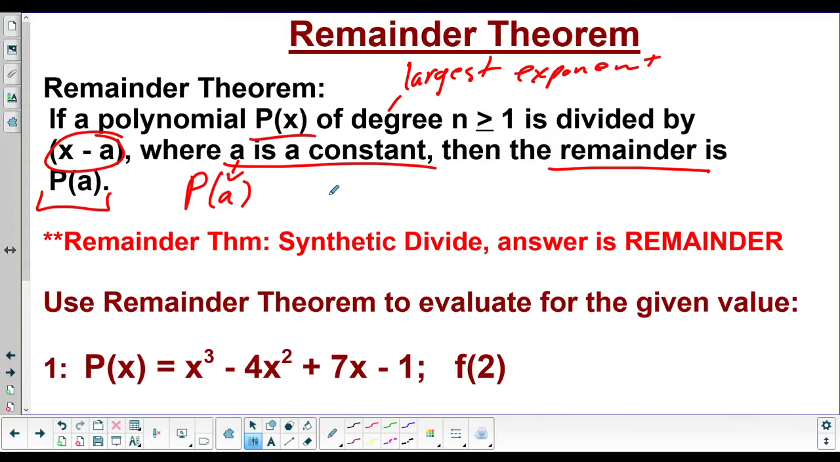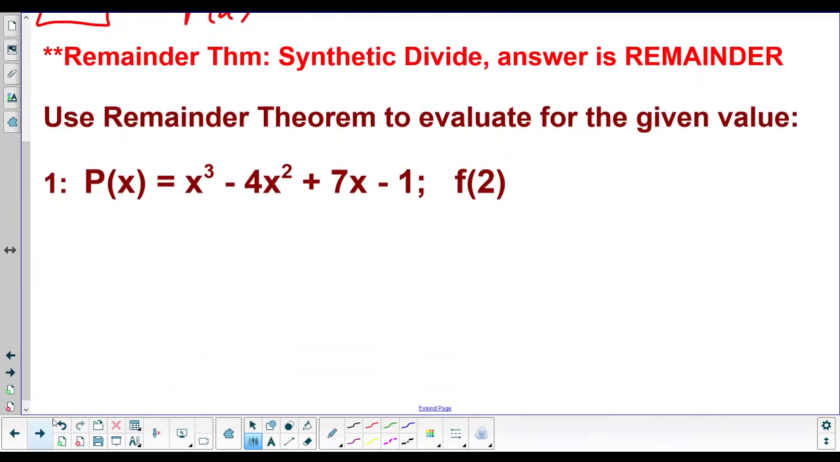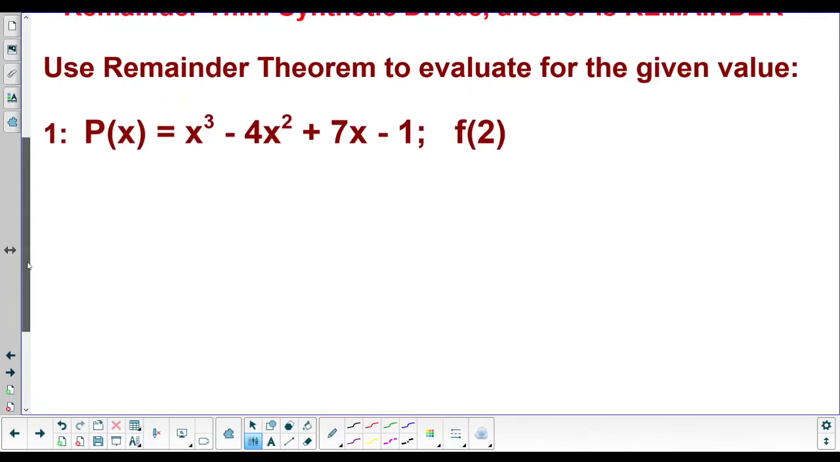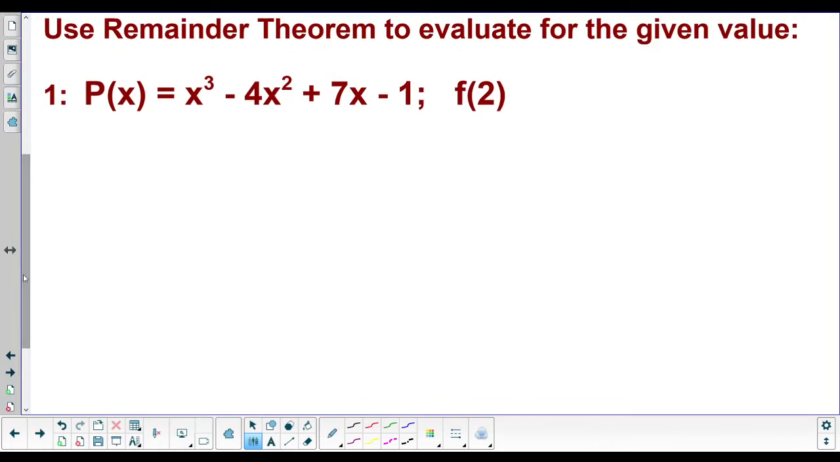So this is a handy way to plug numbers into something. So we're going to use this to plug numbers in. Let me see, is this our first example? I think it might be. All right, so here's how synthetic division is going to work. And you're going to like this because it's actually less work than synthetic division.